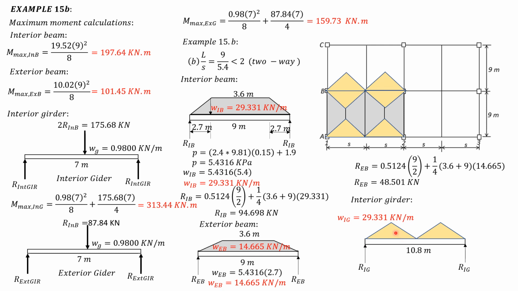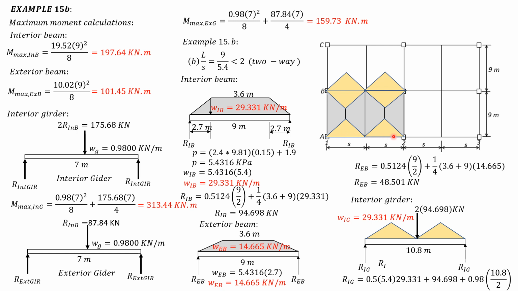So solving for the reaction RIG, it is equal to the area of this triangle. That's just this one. It is transmitted there because the other triangle is there. And one half of this load, so it's 94.698 plus one half the weight of the girder, which is 0.98 times 9 times 10.8 over 2. So 0.98 times 10.8 over 2. Therefore, the reaction at the end of the interior girder, which is here and here, is equal to 179.184 kilonewtons.